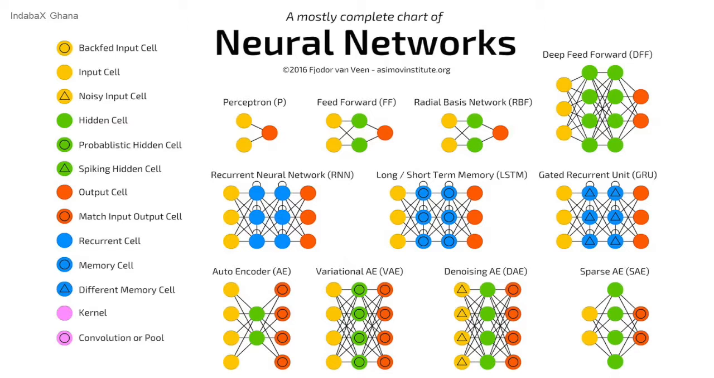There are some other ones here, like the autoencoder, the variational, denoising, and sparse. They all have their places. There are even Boltzmann machines and some other more complicated ones. But I want to show you something that we use all the time, but we don't know.